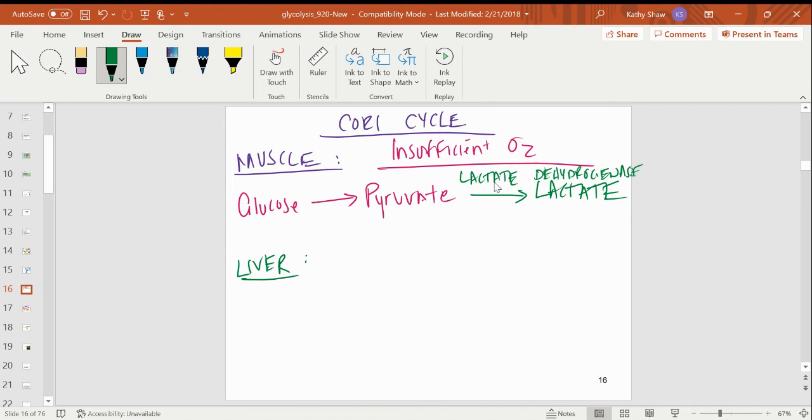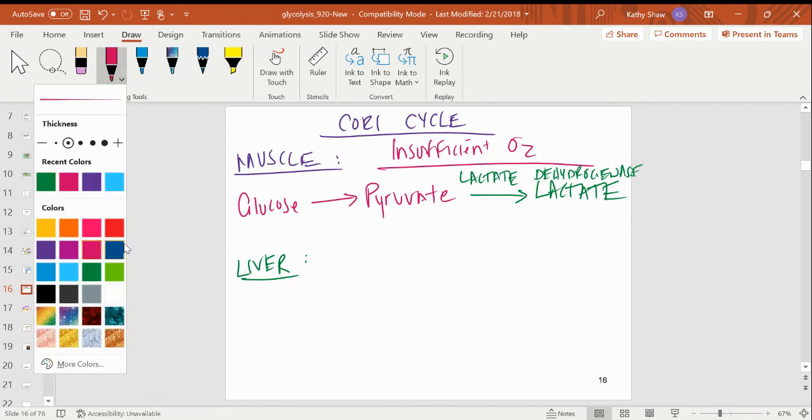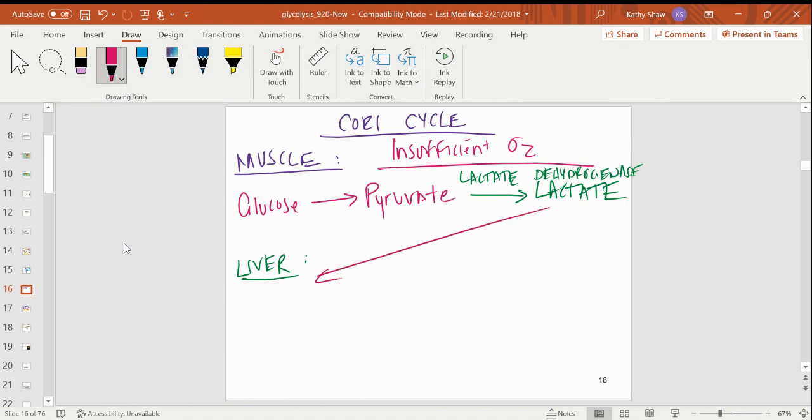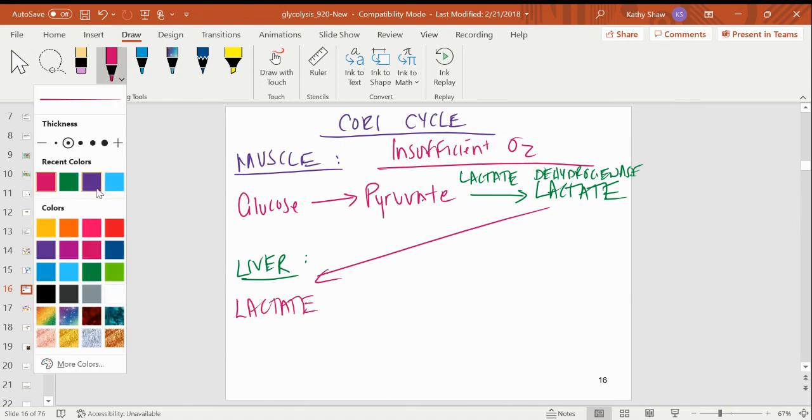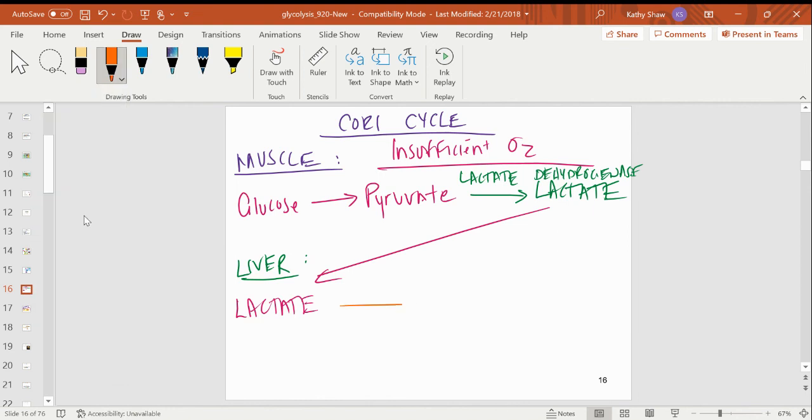So I'm going to send my lactate then back to the liver. Well, I didn't really want lactate. I just kind of got it anyway. So I'm going to convert it back to pyruvate. The enzyme that does that is lactate dehydrogenase.